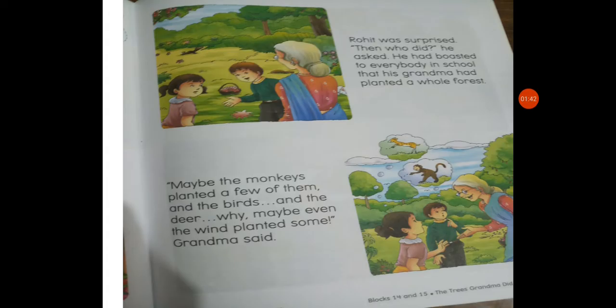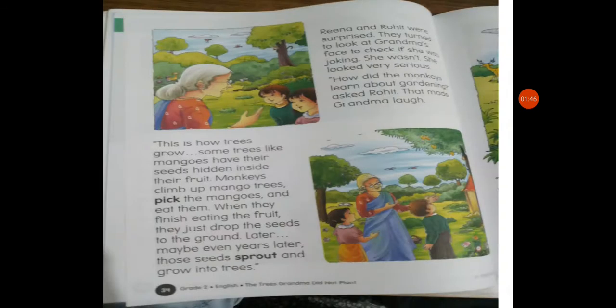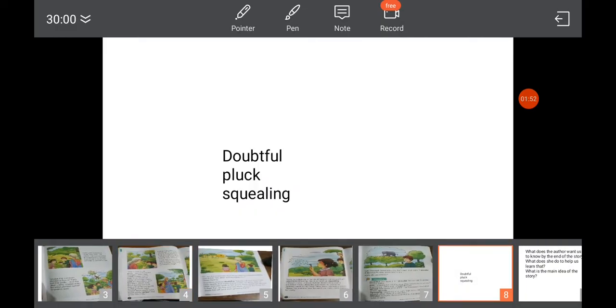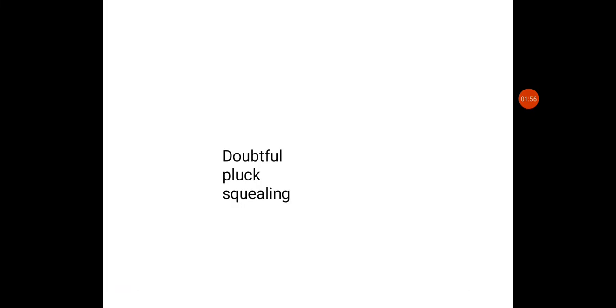So now let's discuss some keywords from the story. So these are the keywords. Now look at these keywords, doubtful. So what is a doubtful?